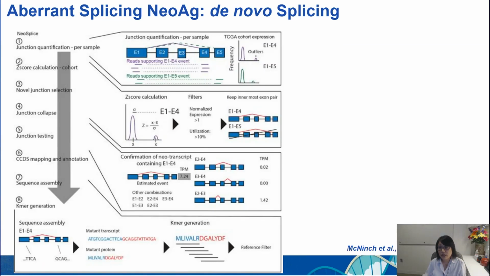Then we do another round of transcript quantification to make sure that the novel splicing events are indeed expressed. The novel transcripts will then be translated into k-mers for HLA binding prediction to identify neoantigen candidates.